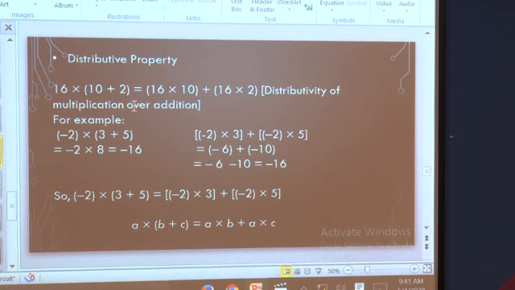So 16 we will write as it is, and 10 plus 2 is 12. So it is 16 multiplied by 12, and we get an answer that will be equal to the one obtained by using the distributive property of multiplication. For example, we can see -2 into (3 plus 5). First I have to solve this bracket, so I will write 3 plus 5 is 8. I will write -2 as it is. -2 into 8 is, simple, 8 twos are 16. It's one negative integer, so I have to write -16.